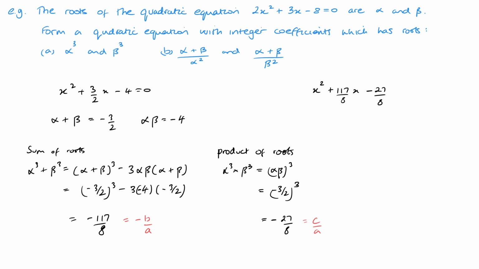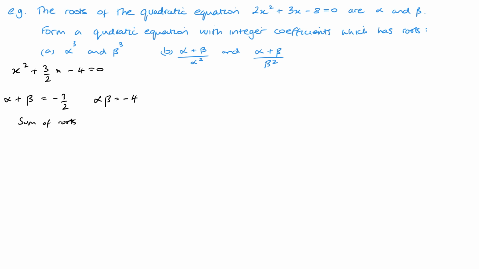And then multiply through by 8: 8x squared plus 117x minus 27 equals 0. And that's my new quadratic equation with those roots.